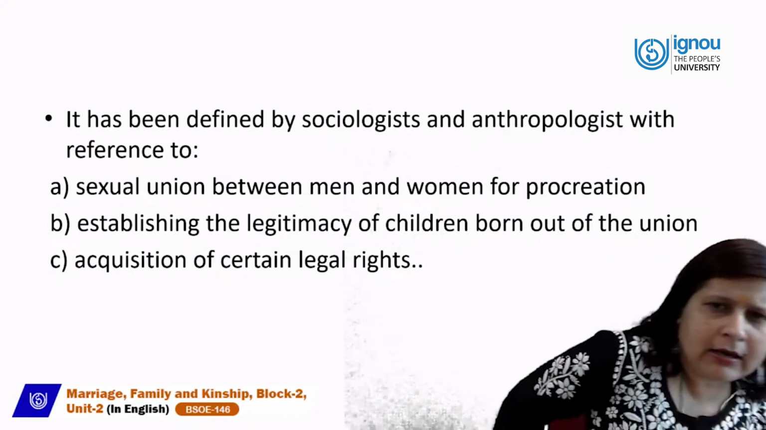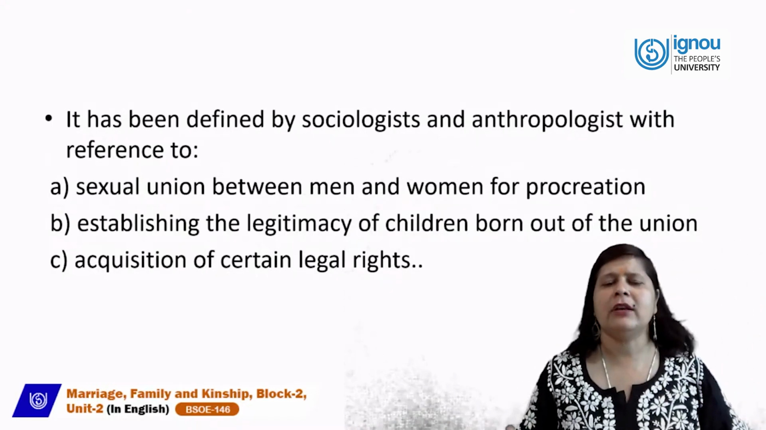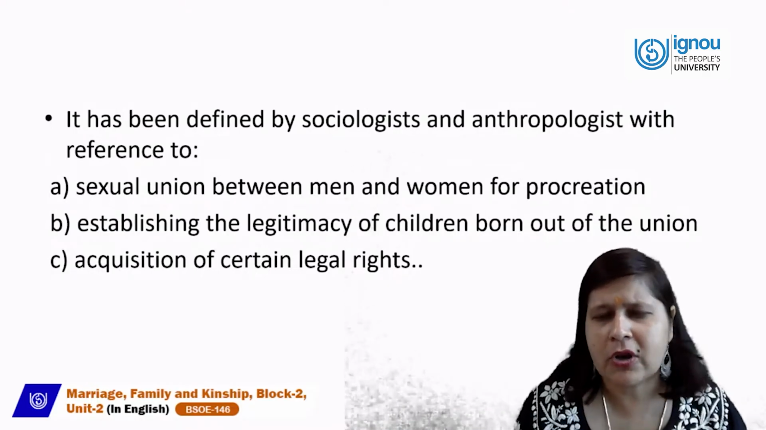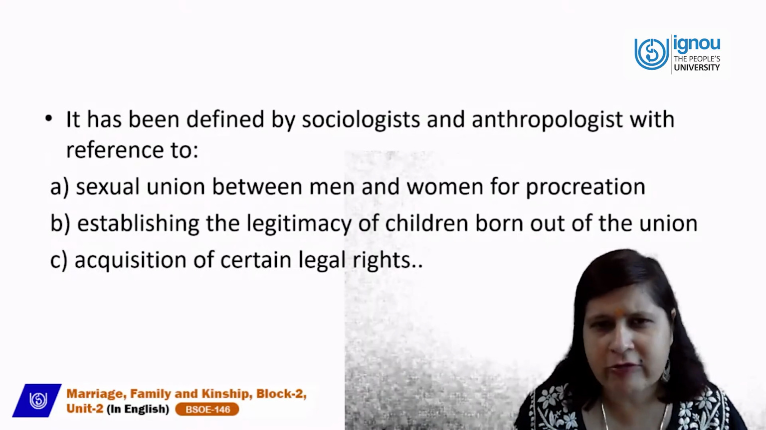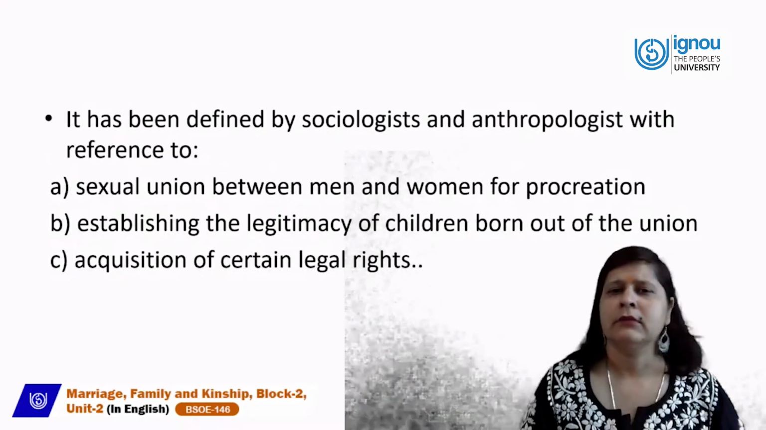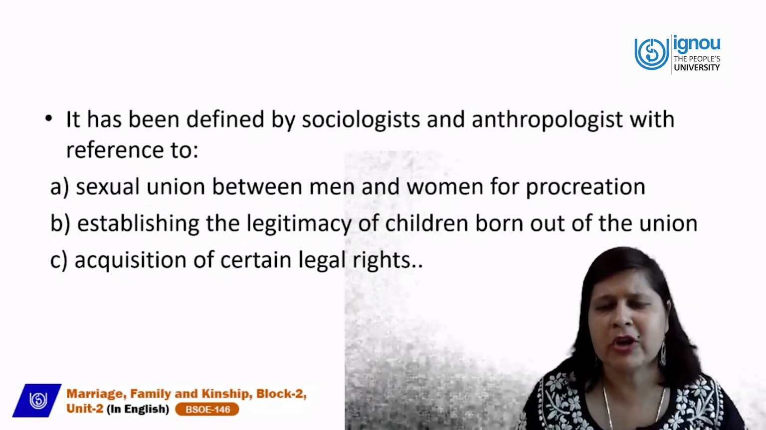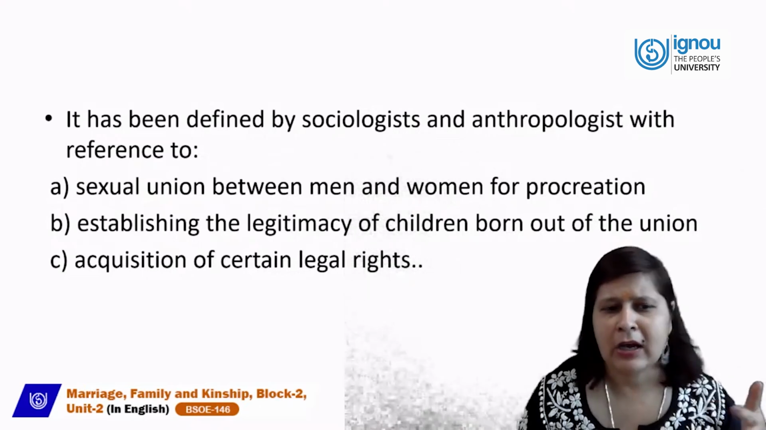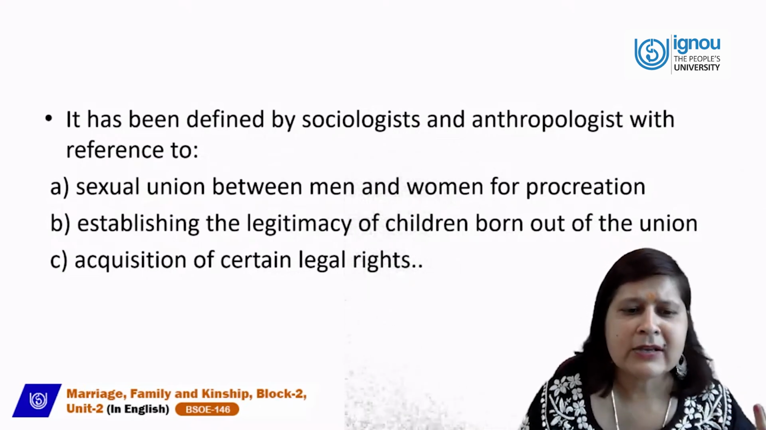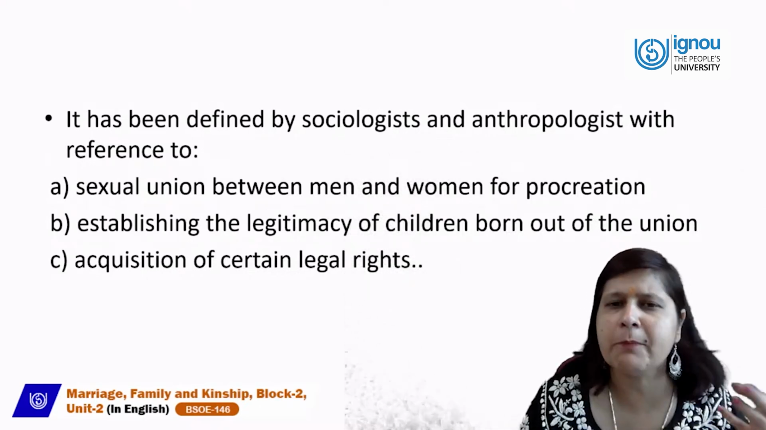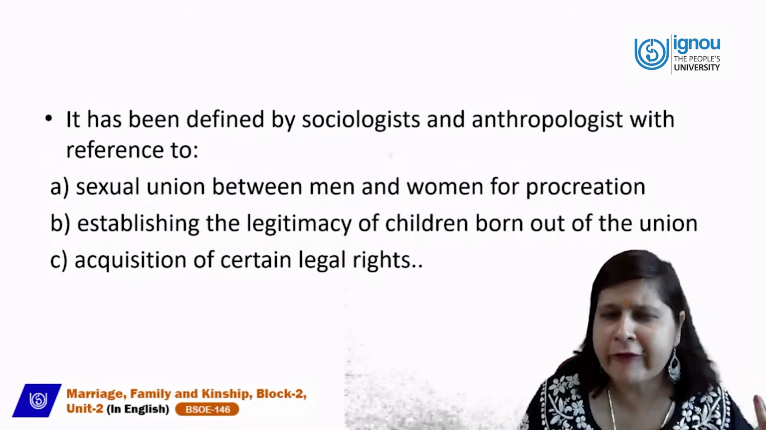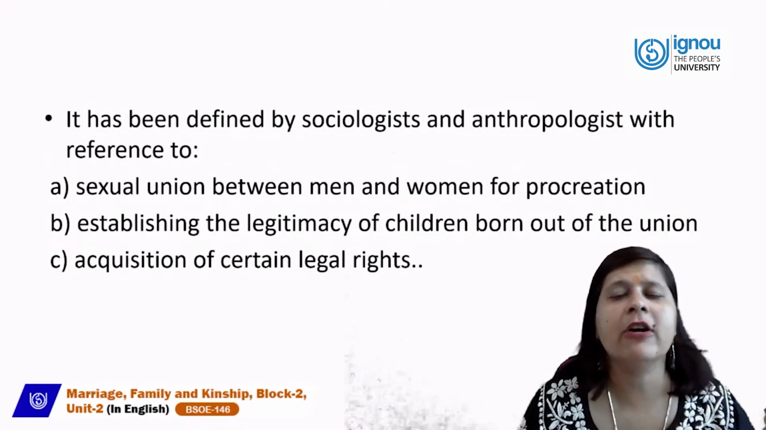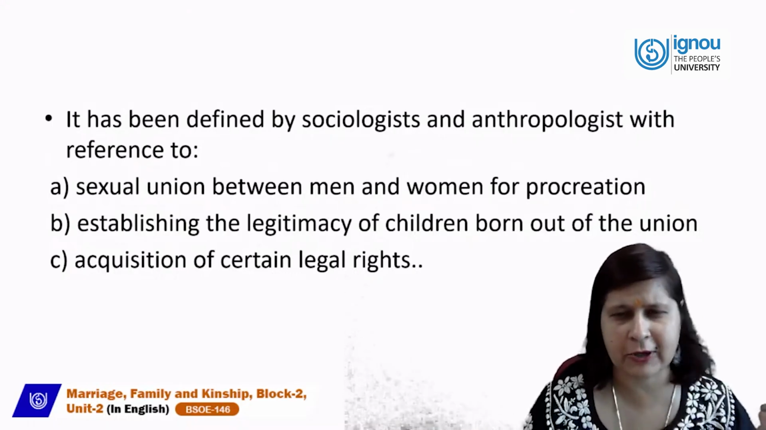Actually, there are three main points with reference to these points. Various sociologists and anthropologists try to define the institution of marriage. So, three important points are sexual union between a male and a female for procreation. So it has been defined on the basis of procreation.